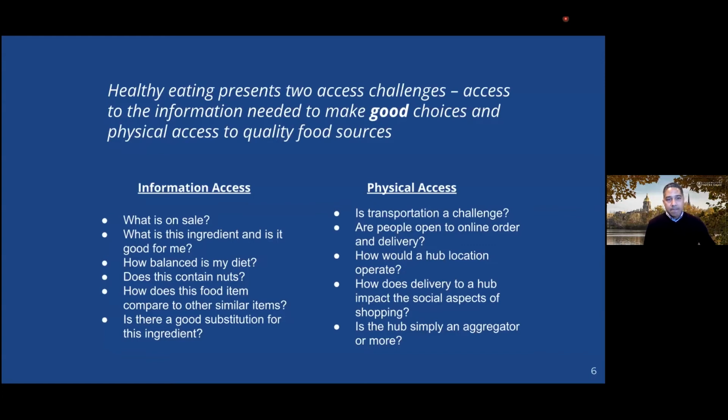Okay, so as I mentioned, we approach the problem from the perspective that healthy eating presents two access challenges: the physical access challenge and the information access challenge. That is access to the information that we need to make good choices. And here, good is not just healthy, but also good meaning it meets other constraints, such as a budget and preferences. Physical access, I'm going to say, is fairly straightforward to understand, right? And that is, how do we actually get the food to the people who need it?